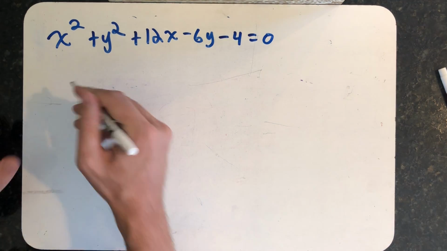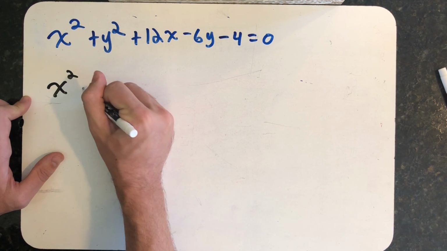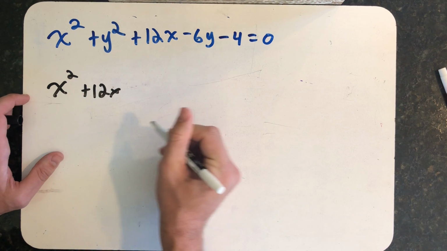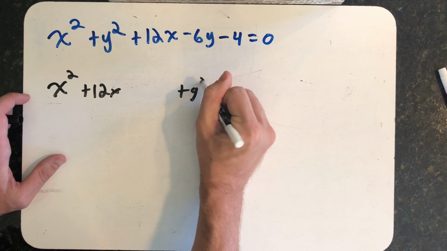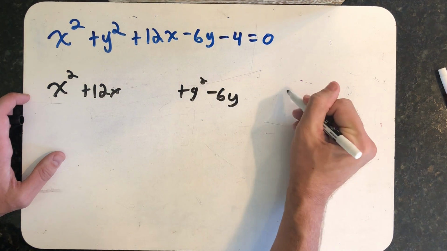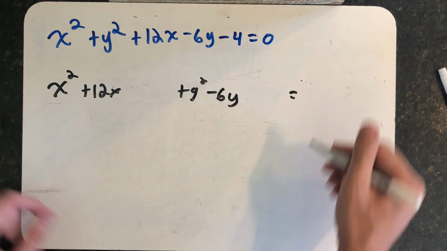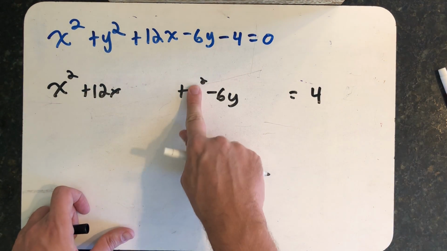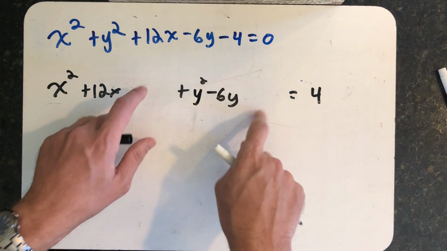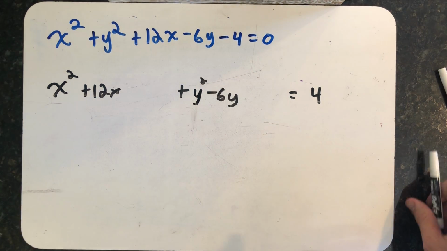the circle. So the first thing I'm going to do is write the x's together, just rearranging the left-hand side of the equation, write the y's together, and this constant of -4 I'm going to add to the other side. So here's my equation. I've left myself plenty of room to think about completing the square.